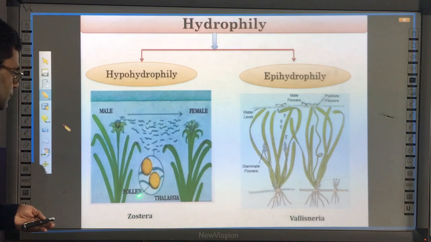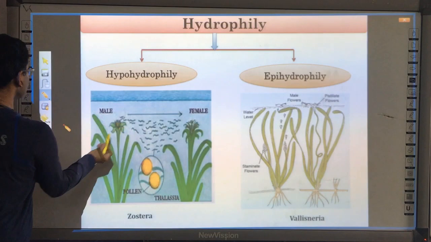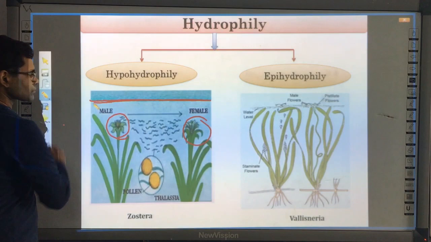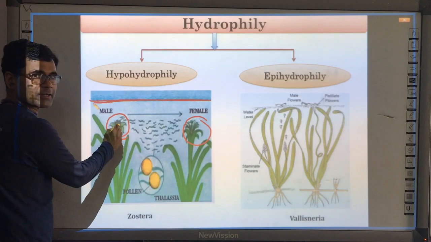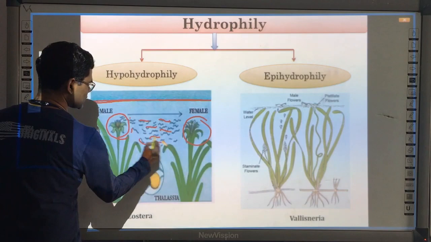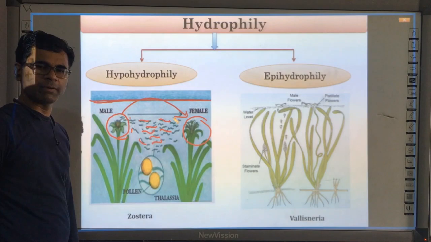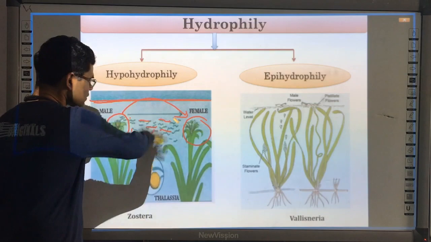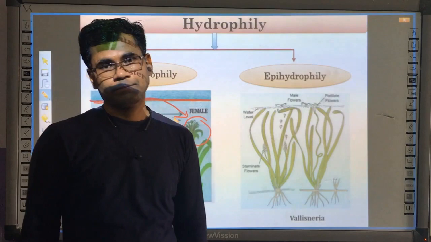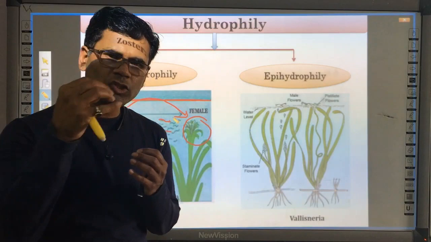In Zostera, as you can see here, this is the male flower, and this is the female flower. This is the surface of water. Here the pollen grain is released from the male flower and reaches the female flower. As you can see, these are the small pollen grains, and they reach from the male flower to the female flower. But this pollen grain does not come to the surface of water. It remains inside the water. Why? That is due to the density of the pollen grain. The density of the pollen grain is exactly equal to the density of the sea water.